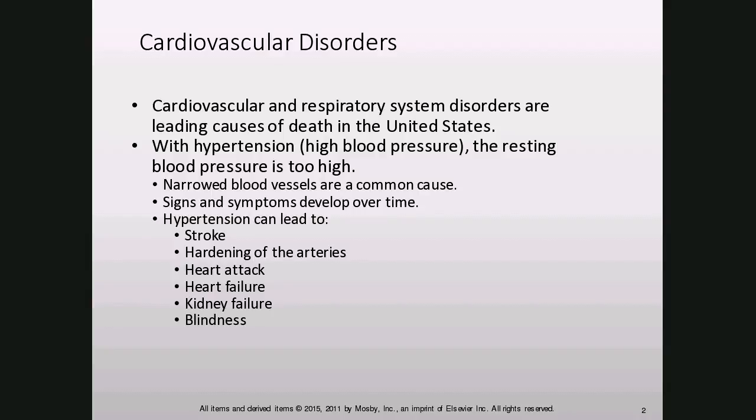All right. Now, with hypertension, if it's high blood pressure, the systolic pressure is 140 millimeters of mercury or greater, and diastolic pressure is 90 millimeters of mercury or greater. Pre-hypertension is when the systolic pressure, the top number, is between 120 to 139, and the diastolic is between 80 to 89.